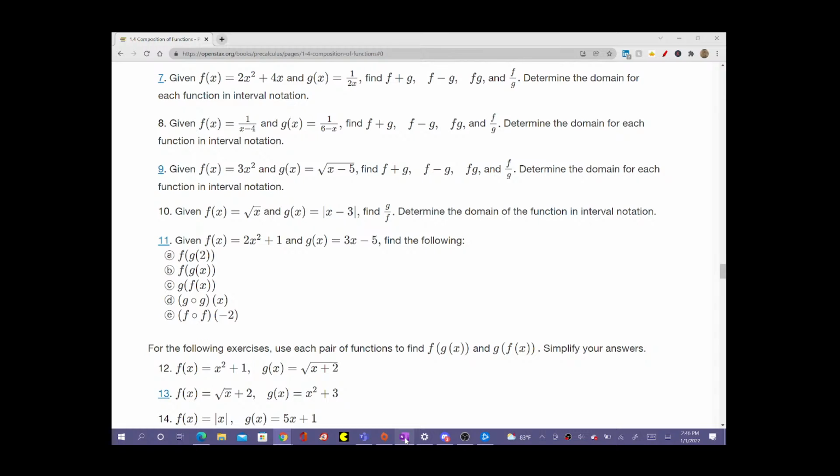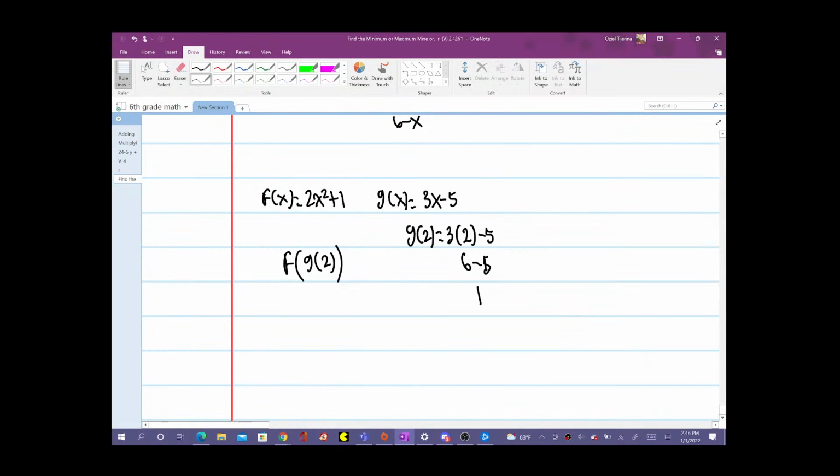So g of 2, we're going to literally plug in 2 for x. This is 3 times 2 minus 5. This is 6 minus 5, which is 1. So then what is f of 1? F of 1 is going to be 2 times 1 squared plus 1, which is 2 plus 1, which is 3. This is f of g of 2, rather.